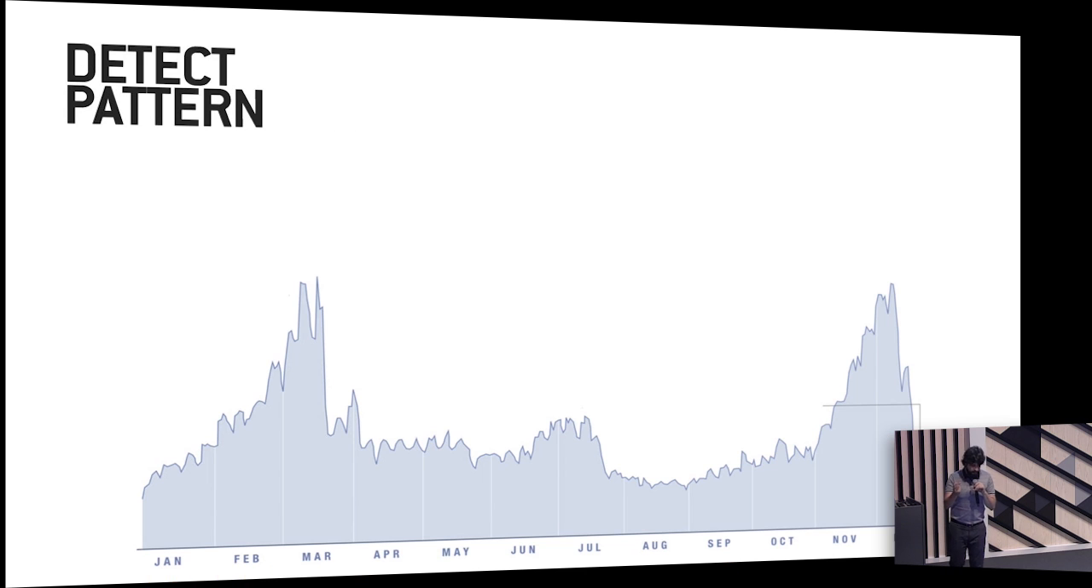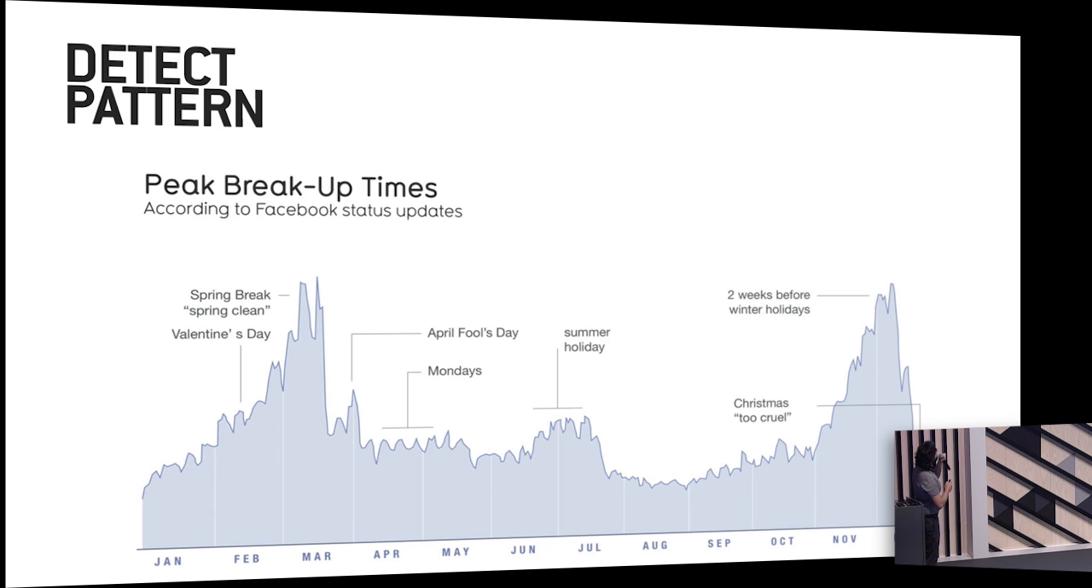And finally, another purpose is to detect patterns, to do some research. What do you think this graph is about? We have one peak right here around March, summer, and one peak right here around November. The rain? Could be, but no. It could be too, but no. Okay. It's a peak of breakups according to Facebook status.